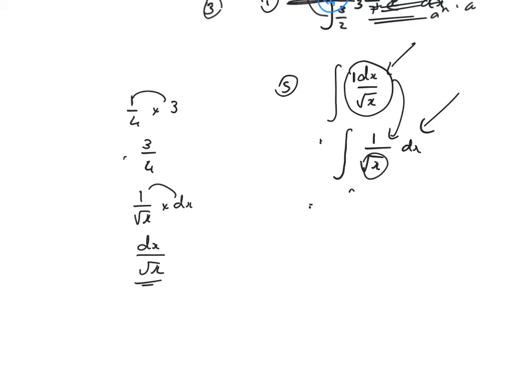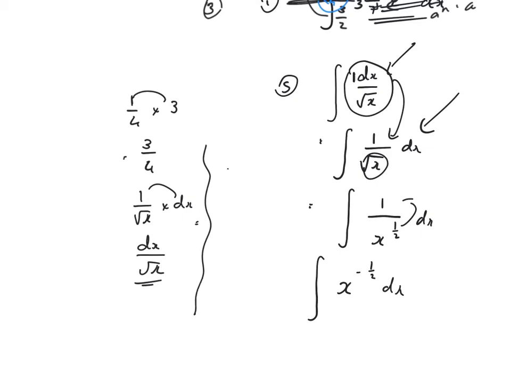Okay, root x can now be written as x to the 1/2. I'm still preparing, I'm going to bring that up, and that's going to be x to the minus 1/2. I'm now going to integrate, add 1 to the power, divide by my new power, so minus 1/2 plus 1 is minus 1/2 plus 2/2, so that's 1/2, so that's x to the 1/2 divided by 1/2 plus c. Okay, flip that over, that's going to be 2 over 1 x to the 1/2 plus c. That's 2 times the square root of x plus c, final answer.